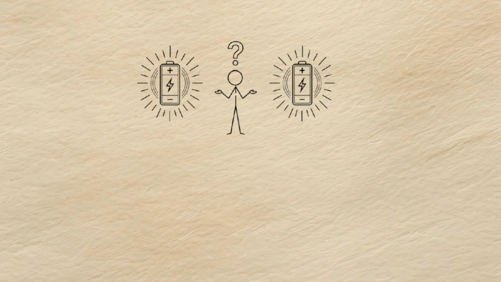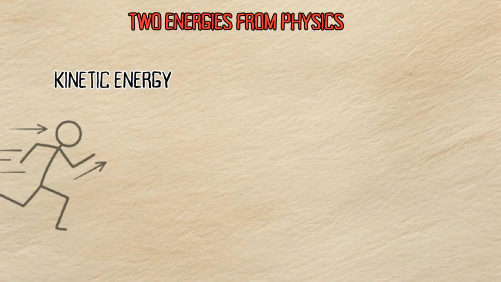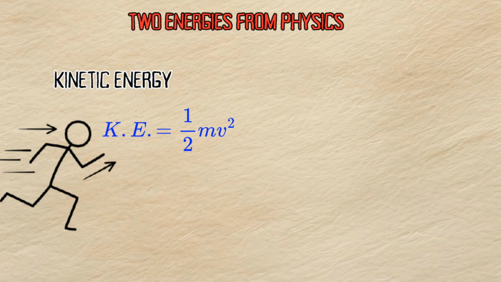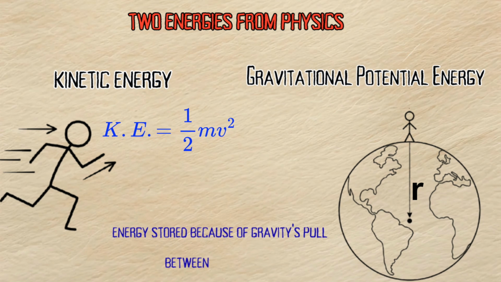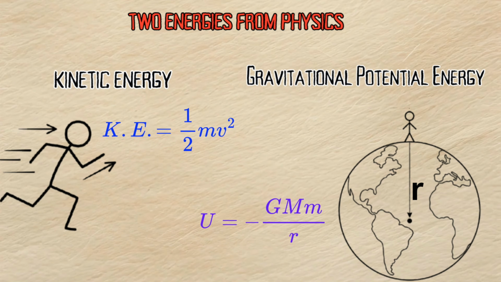To figure out the exact number, we need two things from physics. First, kinetic energy. That's the energy of motion. If something is moving, it has kinetic energy. The formula is 1/2 times mass times velocity squared. Second, gravitational potential energy. That's the energy stored because of gravity's pull between two objects. The formula is -GMm/r. Don't panic. We'll use these like tools, plug in the right things and we'll get our answer.